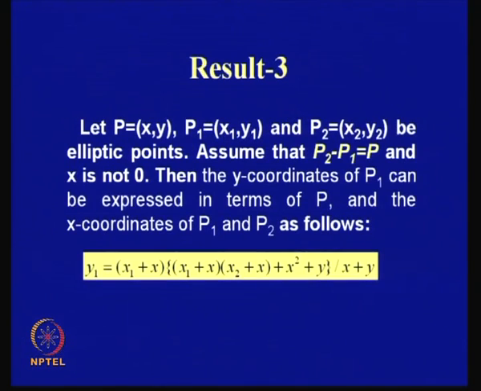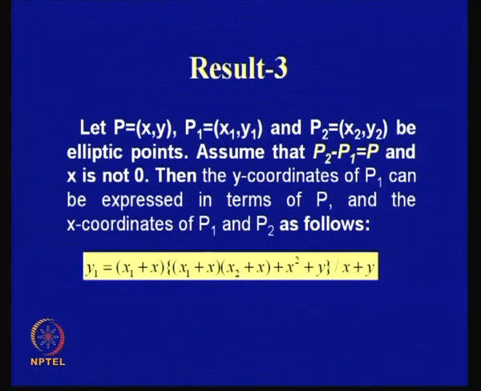Then you also need to obtain the y coordinate finally, right. So, for that this result is used: if p is equal to (x, y), and p 1 is (x 1, y 1) and p 2 is (x 2, y 2) be elliptic points, and assume that p 2 minus p 1 is again equal to p and x is not 0, then the y coordinate of p 1 can be expressed in terms of p and the x coordinates of p 1 and p 2 as follows.